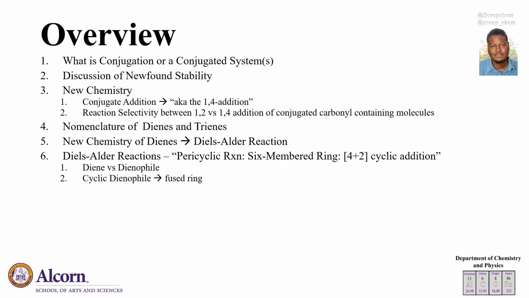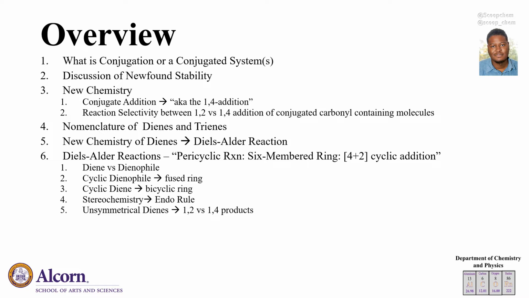But cyclic dienes give bicyclic rings. Stereochemistry is important, so I need to learn the endo rule selectivity here. And I need to learn the chemistry of unsymmetric dienes. We'll learn which diene yields the 1,2 as the major product or the 1,4 as the major product.